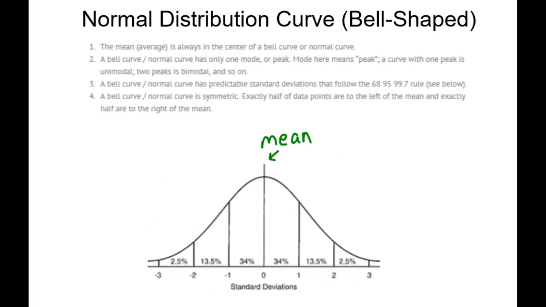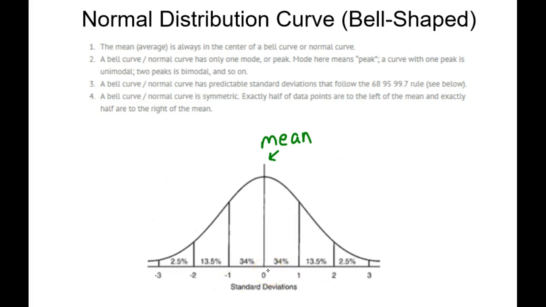Now we need to talk about how standard deviations are incorporated into the bell-shaped curve. So if we're at our center or average, if we go one standard deviation to the right or one standard deviation to the left, if we take all the data points within one standard deviation of our mean, that is going to account for 68% of our data. 34% of it is going to be to the left of the average, and 34% of it is going to be to the right of the average.